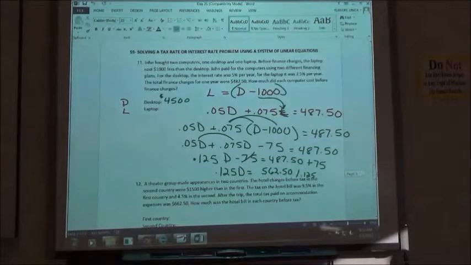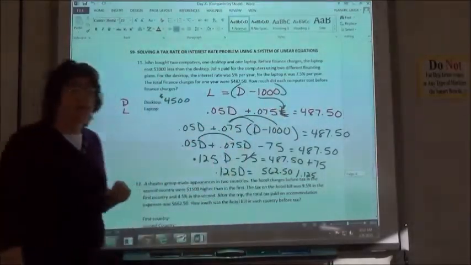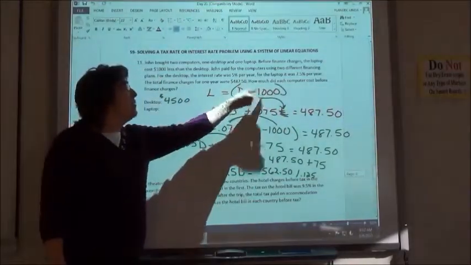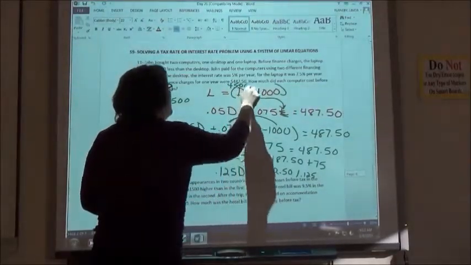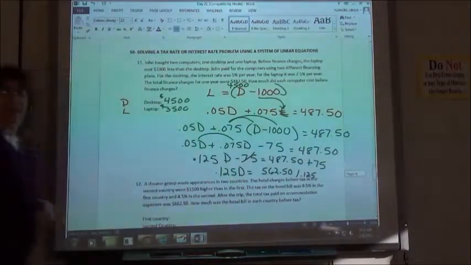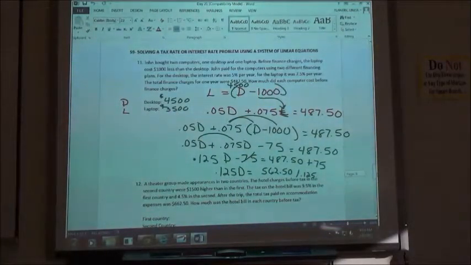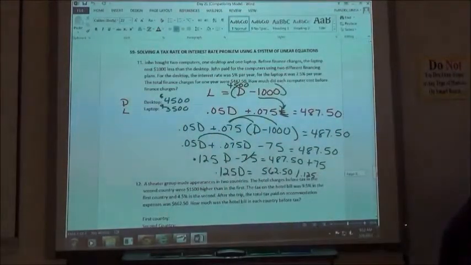I still need to find the price of my laptop. In order to find my price of my laptop, I'm going to go to this very first equation that was already solved for the laptop. The laptop was $1,000 less than the desktop. So if I take $1,000 off my 4,500, my laptop's going to be 3,500 then. So these ones are all going to be very similar to this one here as far as setting them up and what they're going to look like when you solve them.